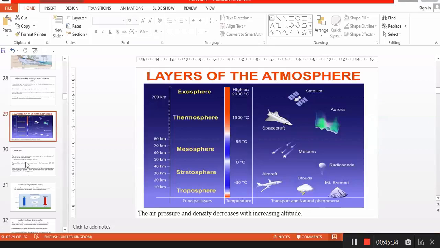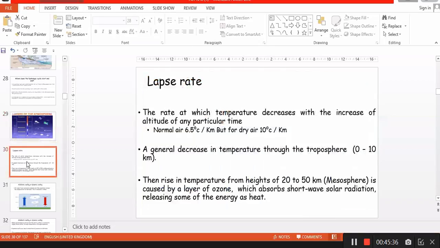Okay, good. So we will go to another technical point that is called lapse rate. Have you heard about this? We will discuss this one. This is very, very important. This factor is responsible for temperature changes, right? We are going to discuss this in detail. The rate at which temperature decreases with the increase of altitude at any particular time. So that is lapse rate.